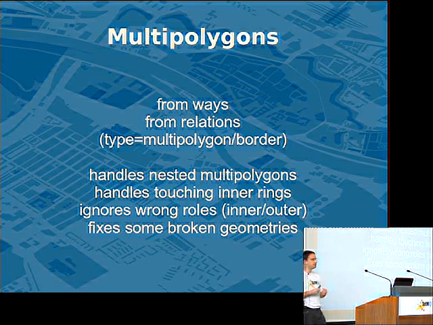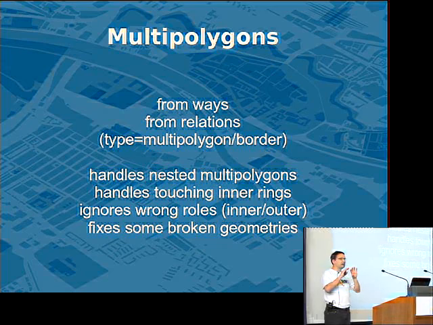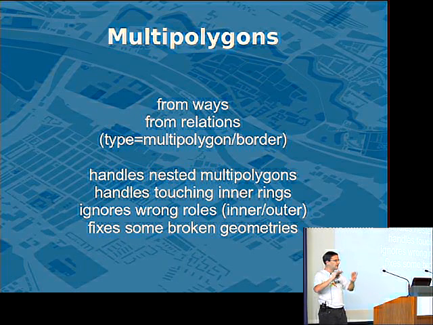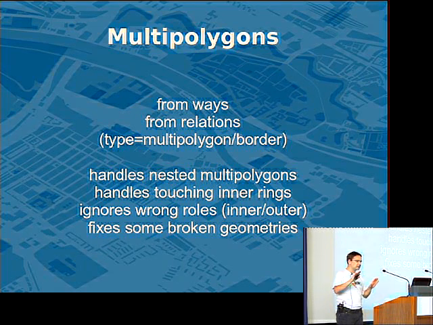Osmium also can assemble multipolygons. So from the relations that are tagged type multipolygon or type border, and from the ways that are in those relations, it can assemble the multipolygons. It handles nested multipolygons, it handles touching in a ring, so if you have something like a forest, and inside the forest there's a clearing, and part of the clearing is actually a lake, it will do that correctly and create as many polygons or multipolygons as are needed.